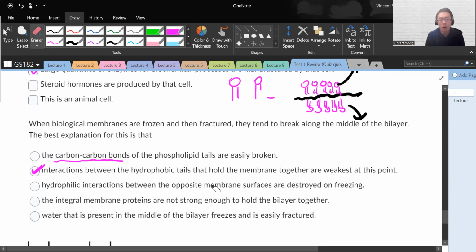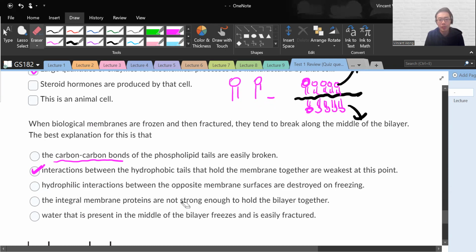Hydrophilic interactions between opposite membrane surfaces are destroyed on freezing. This head and this head are so far apart that there's no way for them to interact. There's a whole layer of hydrophobic tails in between. They're not going to interact at all, so there's nothing to destroy.